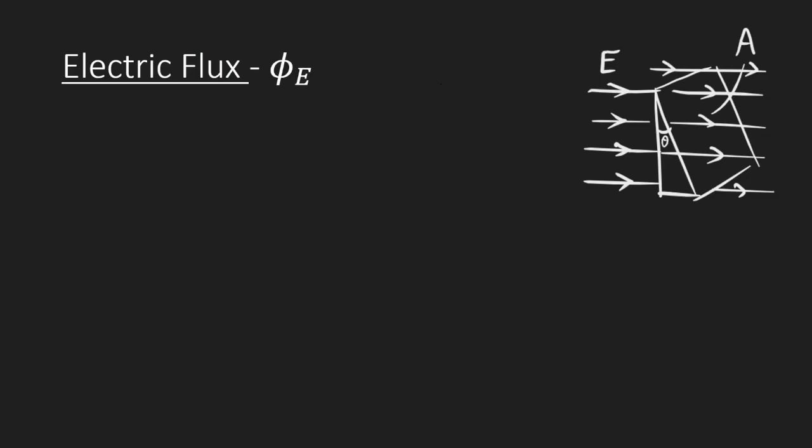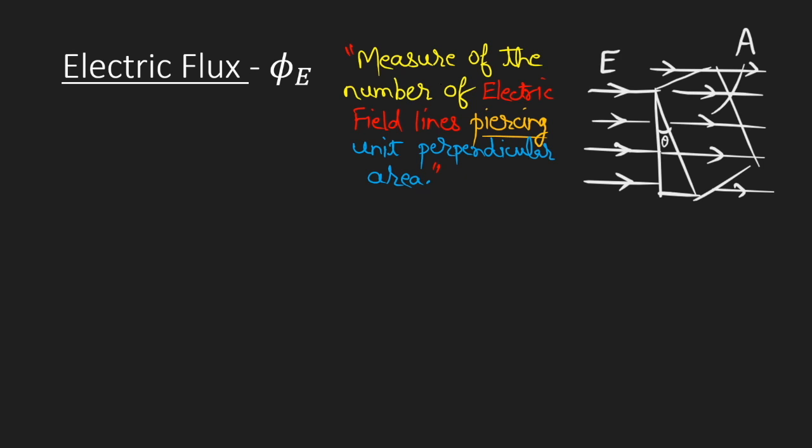Let's get started. So, electric flux is the measure of the number of electric field lines piercing unit perpendicular area. We need to be careful about this definition because we only consider the perpendicular area while writing flux. From this example on the right, if we were to calculate the flux from this inclined surface, we need to consider the area that I'm presently color coding in red. So this is the area that actually needs to be taken while writing flux.